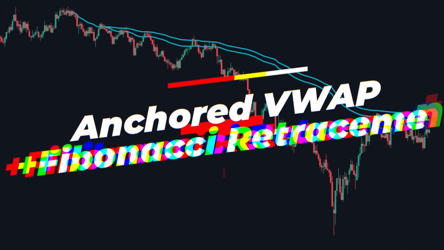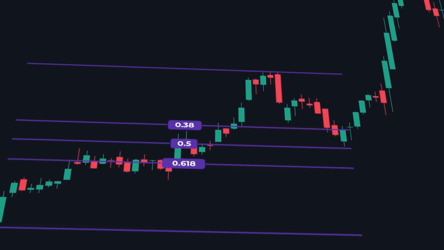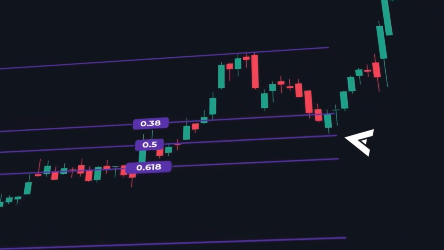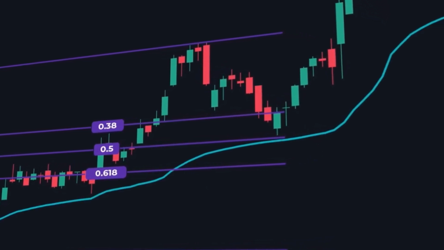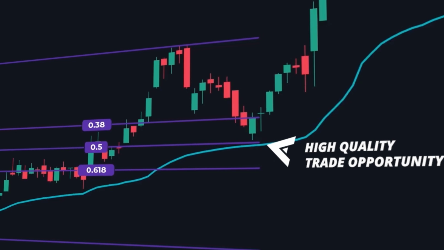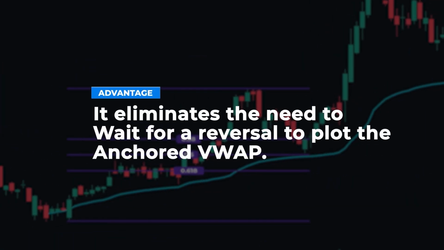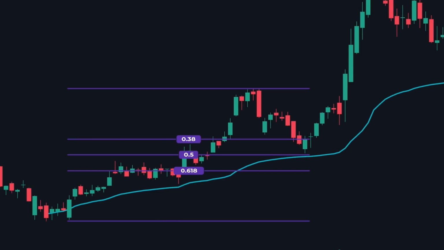7. Anchored VWAP plus Fibonacci retracement. Fibonacci retracement levels are another excellent technique for identifying probable price pullbacks. Fibonacci retracement can be combined with the anchored VWAP to create high-quality trade opportunities. The advantage of this method is that it eliminates the need to wait for a reversal to plot the anchored VWAP. It works especially well in strong trending markets for catching pullbacks.